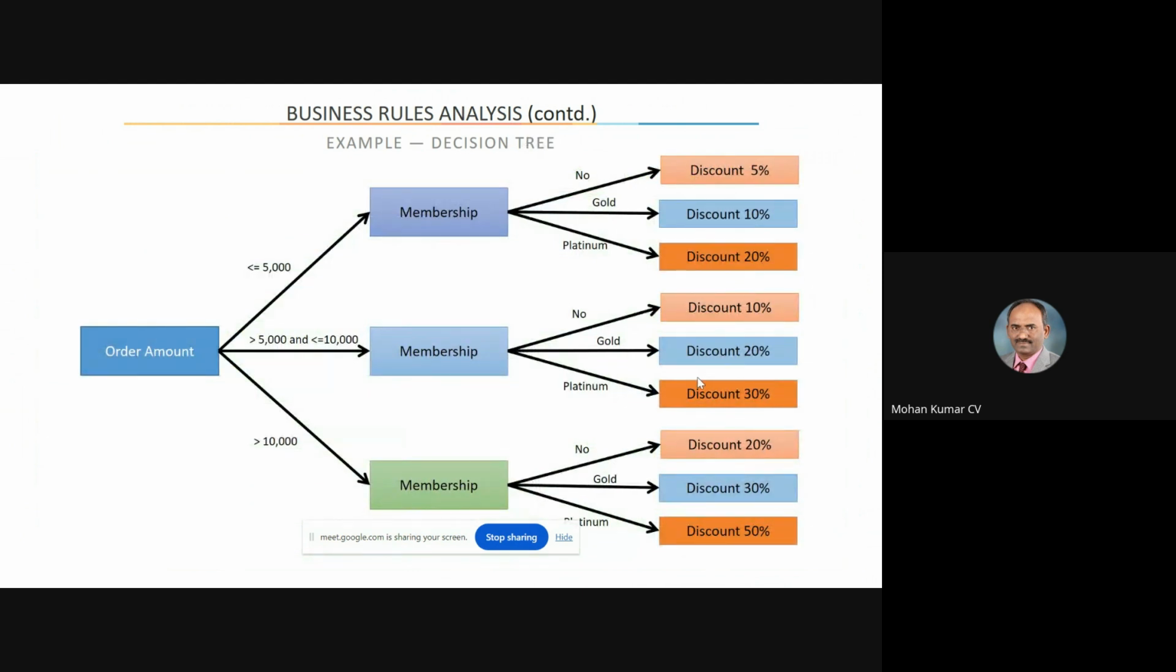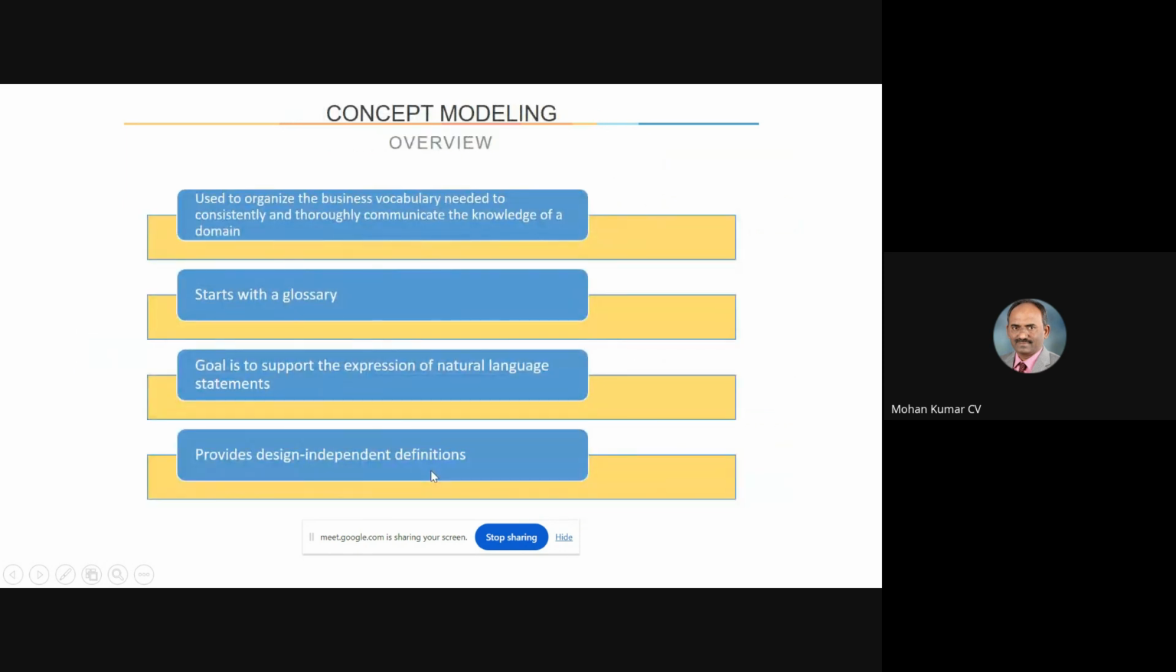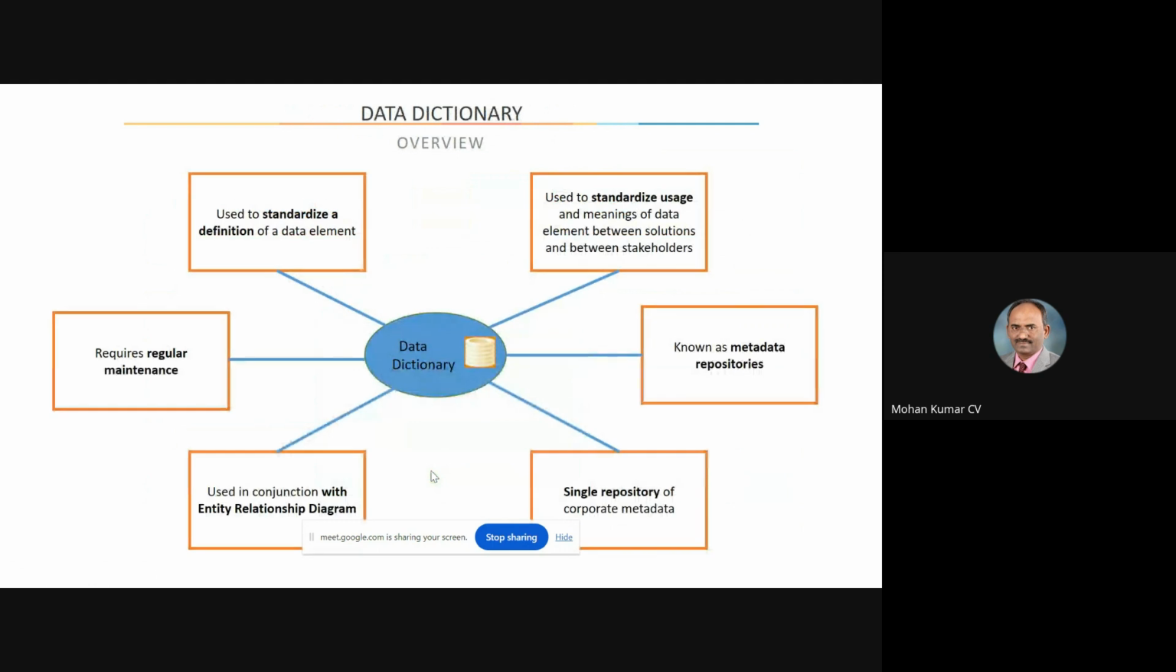Decision tree. Suppose you are ordering on Amazon and similar sites. If you are placing an order of less than or equal to 5,000 and you don't have a membership, you may get a 5% discount. If you have a gold membership, you get a 10% discount. If you have a platinum membership, you get a 20% discount. This is called a decision tree. Okay, now concept modeling. Up to this we have done.